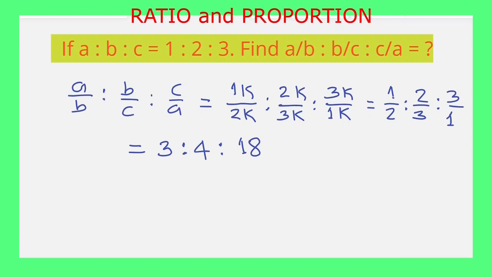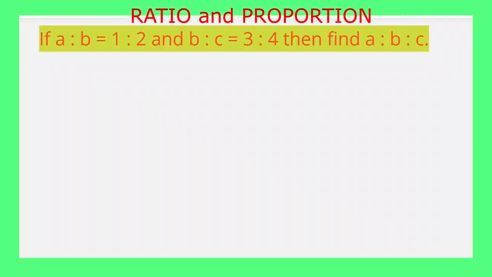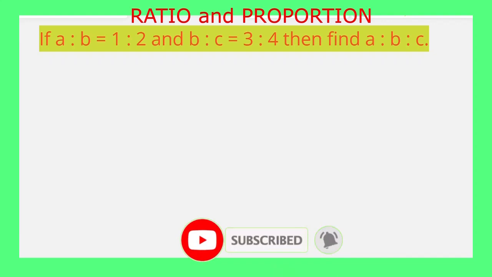We go to the next question. Our question is: if A ratio B equals 1 ratio 2 and B ratio C equals 3 ratio 4, then find A ratio B ratio C. We will solve this question by two methods. One will be the shortcut method. Now we solve it by the conventional method.